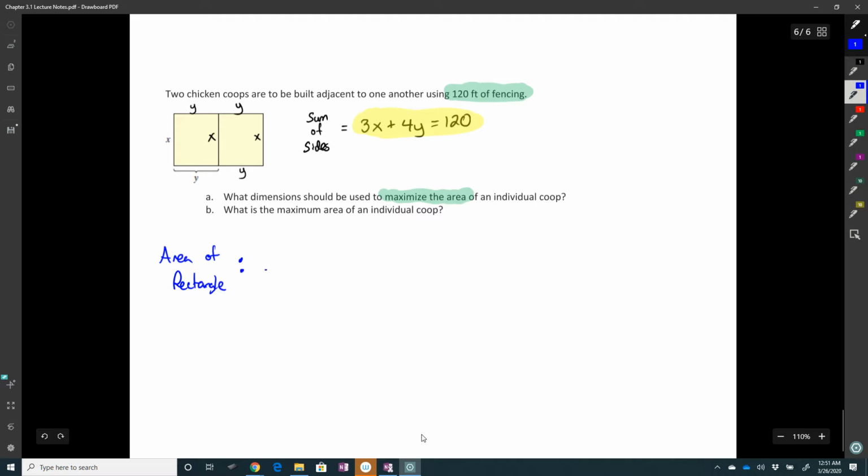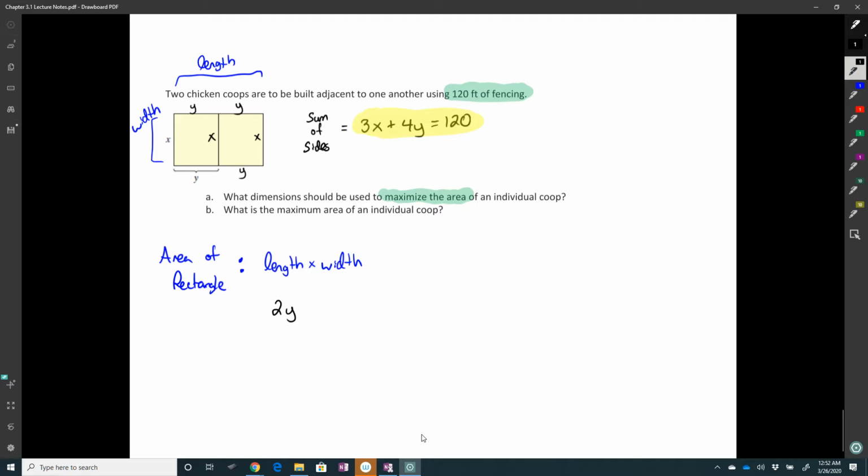The area of a rectangle is just length times width. In this case, I'm going to say that this is my length, and this right here will be my width. So my length is 2y, and my width is just x. And so that's my area.